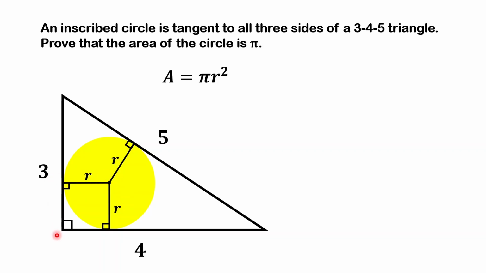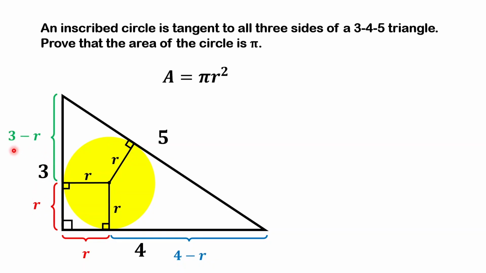Now you see, we have this little square here, and since it's a square, this length will be the same as this length, and since it's a square, all the lengths are equal, so this length will also be r. Now you see, this length of the triangle is 4. To find only this part of this side, we can subtract r from 4, which gives us 4 minus r. Let's do the same thing over here. This entire length is 3. So subtracting r from 3, we get 3 minus r.